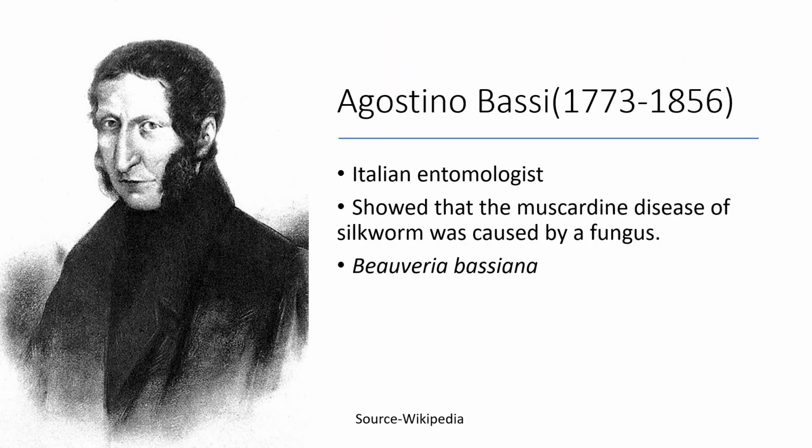So the concept that diseases might be caused by some invisible organism in the environment was put forward first by an Italian entomologist, that is Agostino Bassi. Agostino Bassi showed that a particular disease in silkworm was caused by a fungus. In fact, in his honor, the fungus was named as Beauveria bassiana later on. He didn't name it like that. It was later named as Beauveria bassiana. So this was the first disease to be shown caused by an invisible organism, a small microorganism.